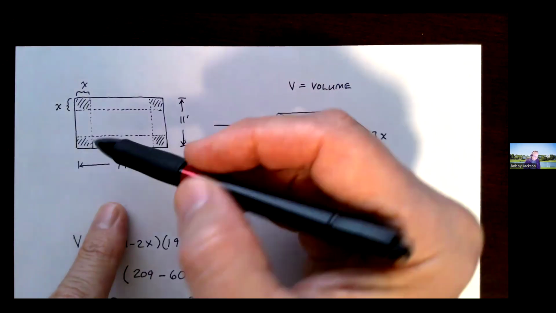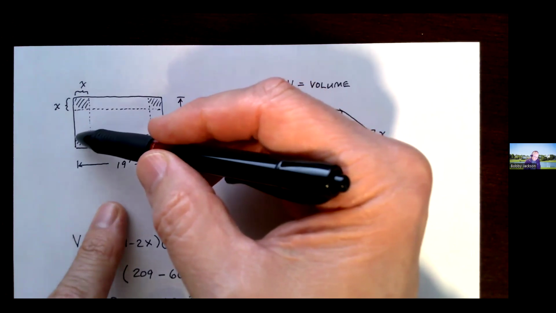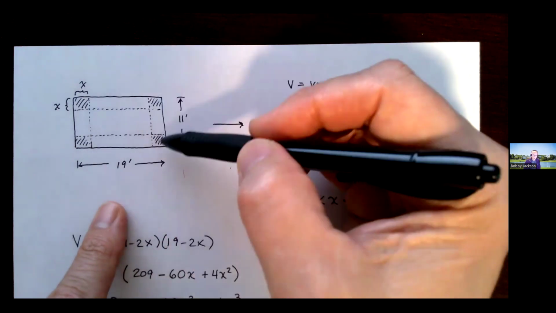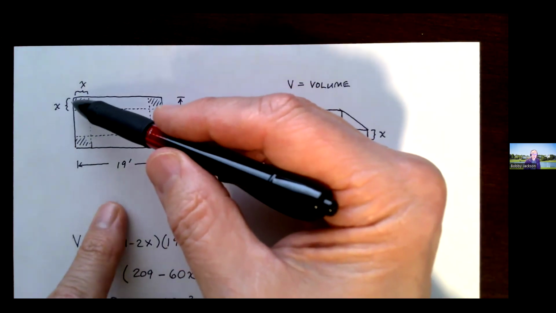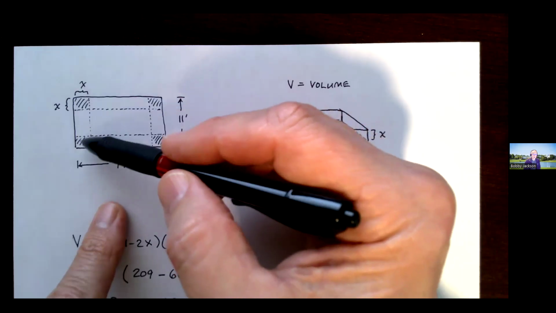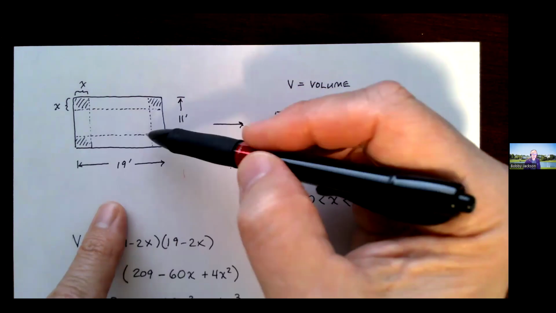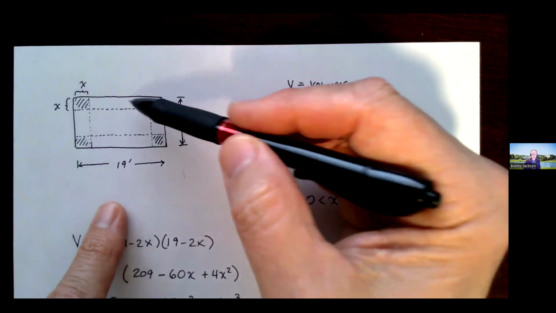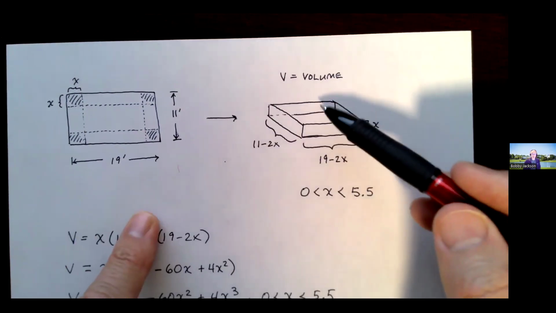But you're going to take this piece of cardboard or whatever it is, and we're going to cut out squares out of each of the corners here. And I'm letting X be the side length of each of these squares. They're all exactly the same. And you see I've done this dashed line. What we're going to do is after we cut out those corners, we're going to fold these flaps up and form an open top box.